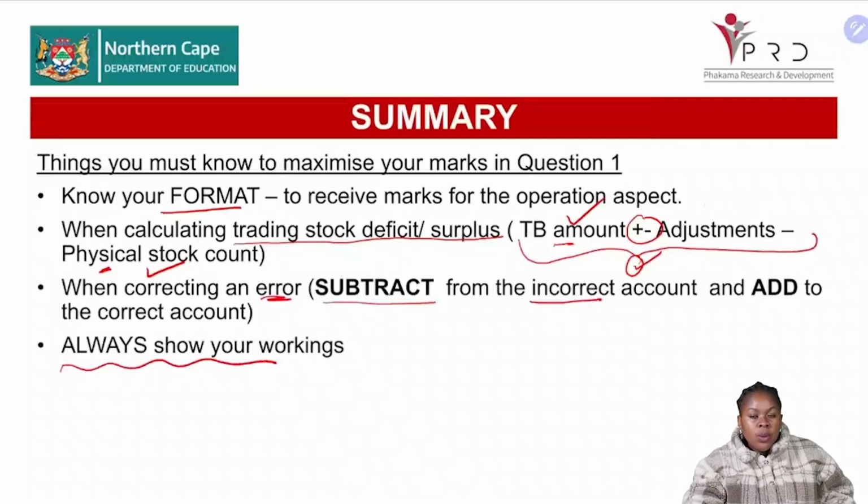Okay, so far we've covered trading stock deficit, trading stock surplus, bad debts recovered, and bad debts. Those are the possible questions that can be tested in your statement of comprehensive income.